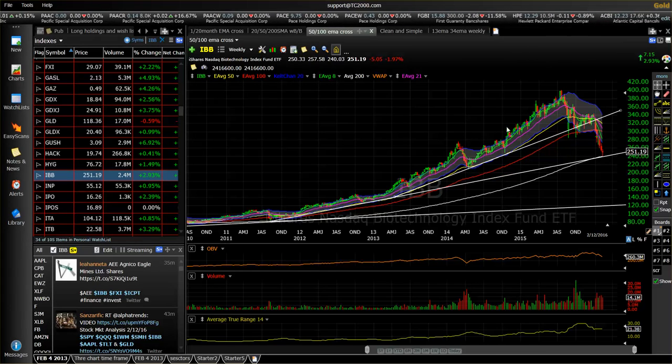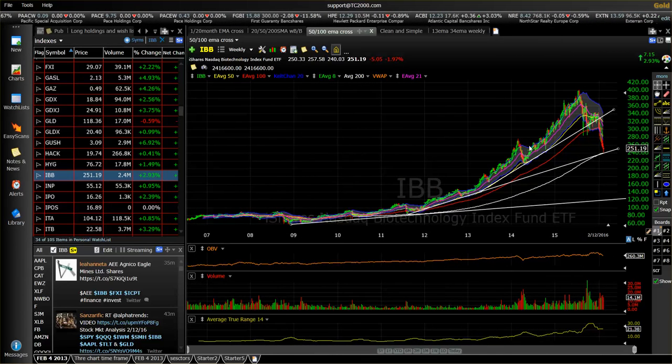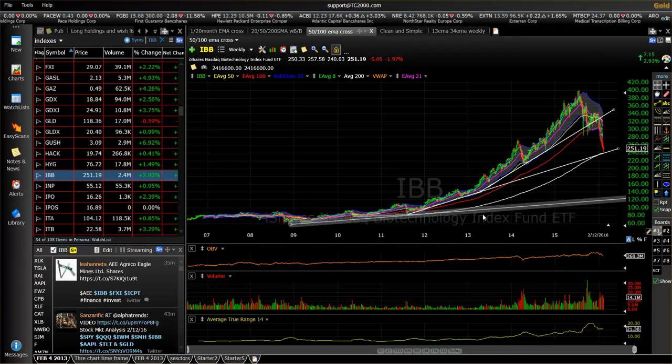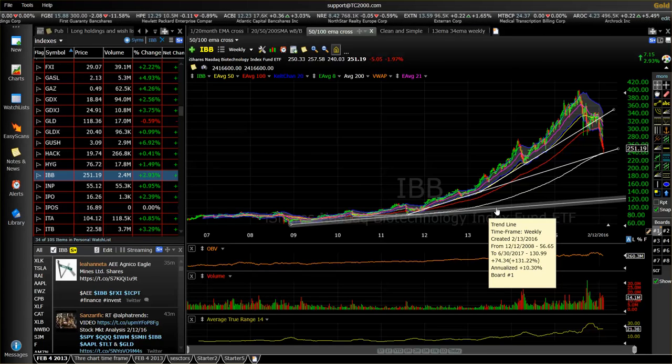Eventually, we broke down. It's tried to act as support. We broke through. Now we're coming down to this trend line here. Also, a 200-day moving average. If we lose this trend line, we could come all the way back down here and still remain in a dominant long-term uptrend.